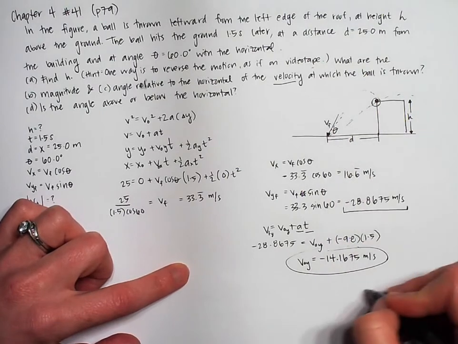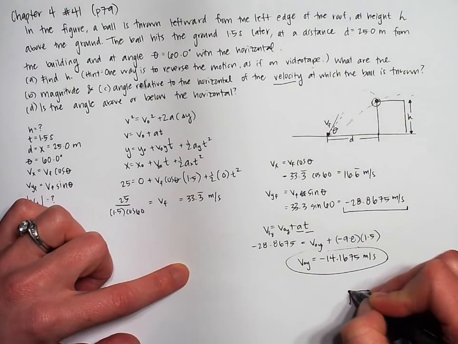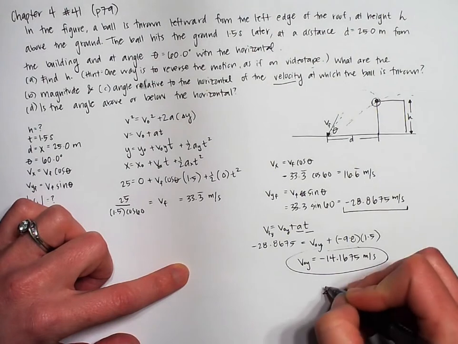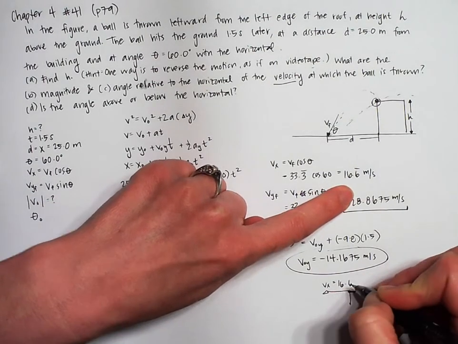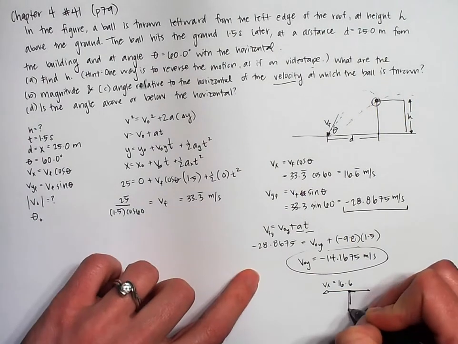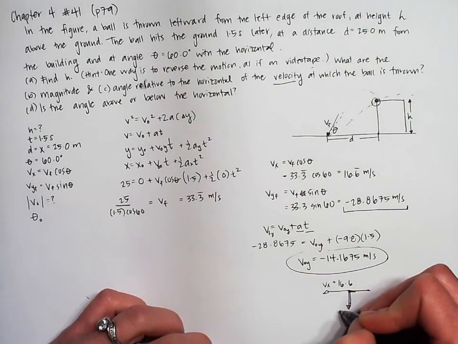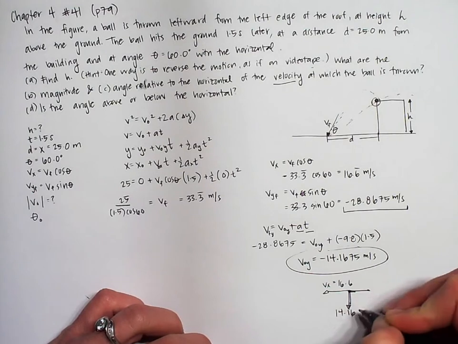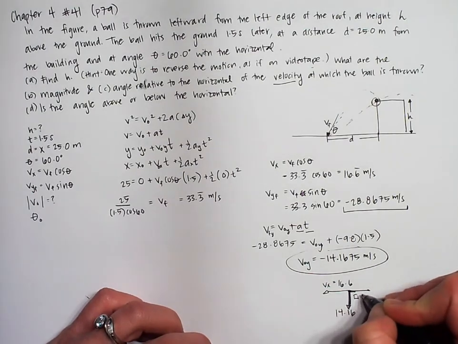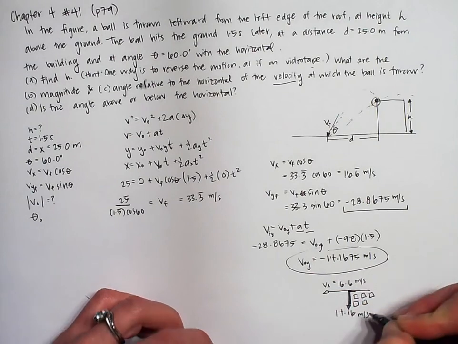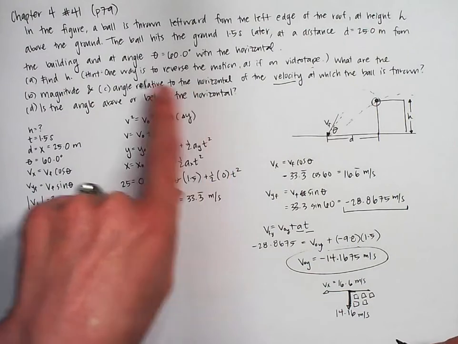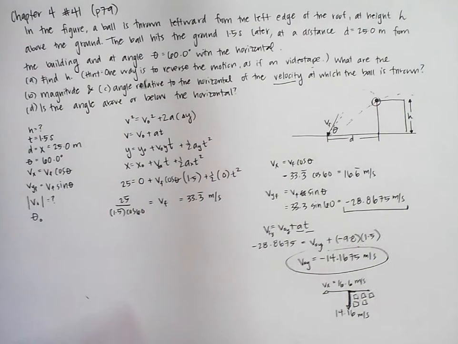So I'm going to redraw this little piece over here. So here's the edge of my building. I have my Vx, which equals 16.6, and I have my Vy, which is a downward 14.16. And this is just the edge of my building right there. And so with these pieces of information, I'm able to figure out answers to B, C, and D. And then we'll come back and we'll figure out answer to part A.